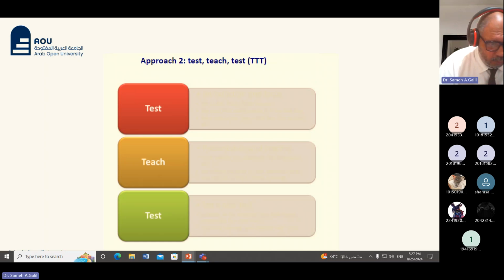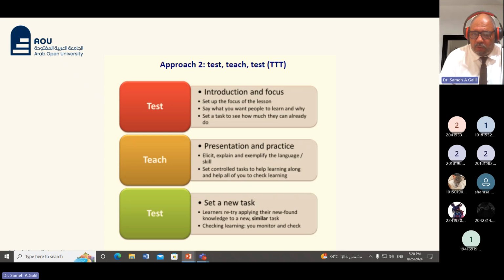Some of them will give you what you want. They show you that they know what you're going to talk about. Some of them will not. So you're going to tailor and adjust your pace and adjust the material accordingly. This is the value of the test, teach, test approach or framework. So if we try to fit in the 5 stages that we spoke about when it comes to sequencing and structuring, this is how it's going to look.